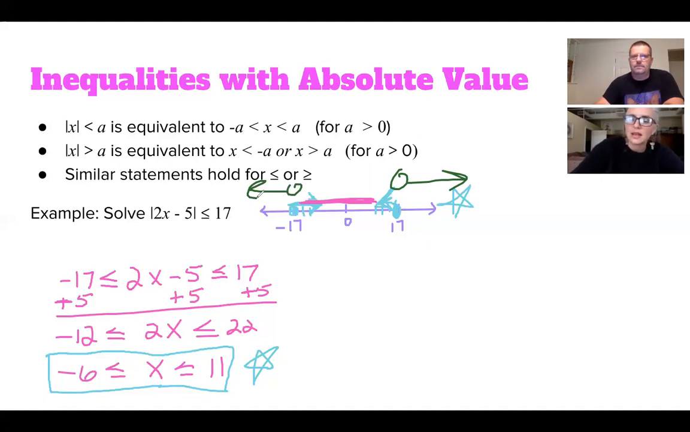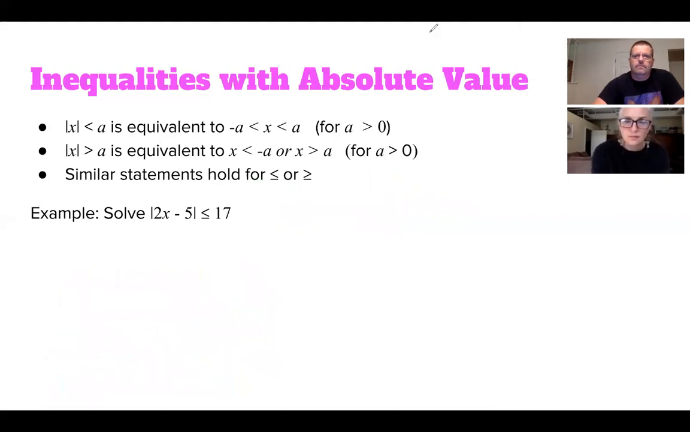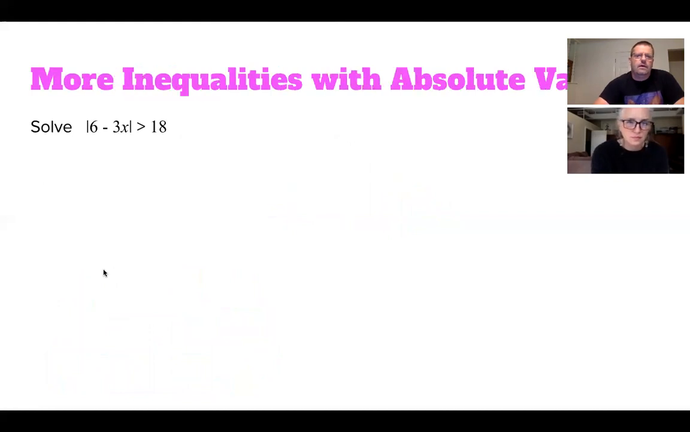So he's saying if the absolute value were greater than 17, you would have to go on the outside. You're going to have 2 parts and solve each of those parts separately. Not a rocket scientist kind of deal, but let's do one of those for the sake of completeness. We have an absolute value expression greater than 18.